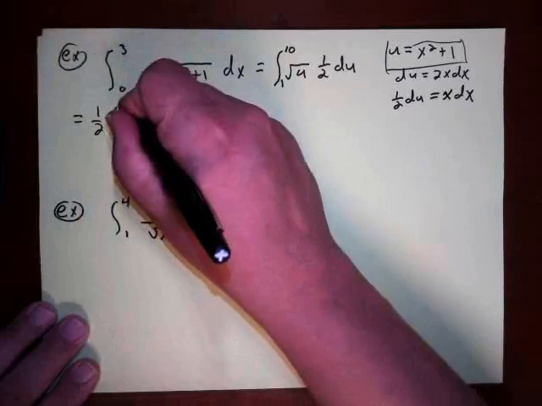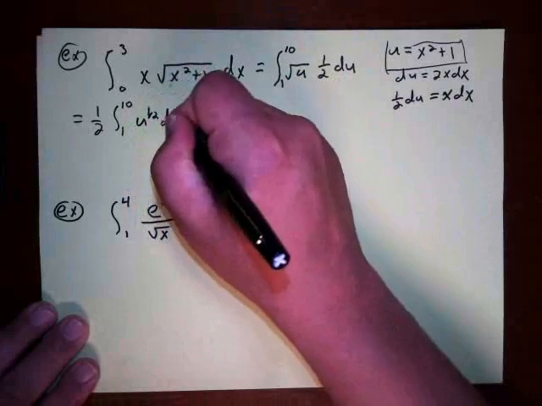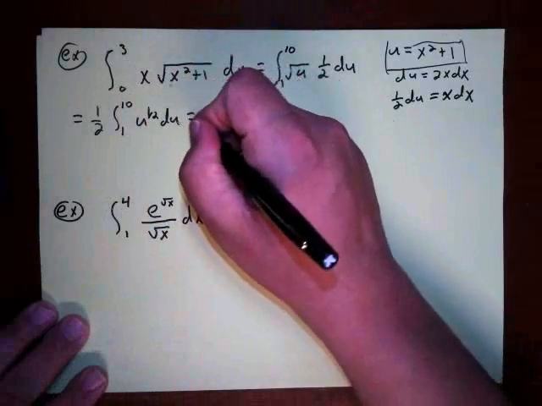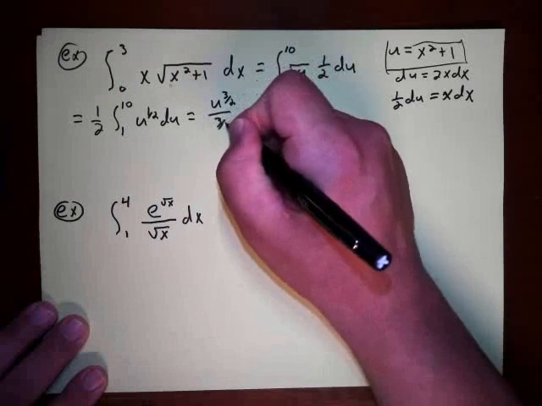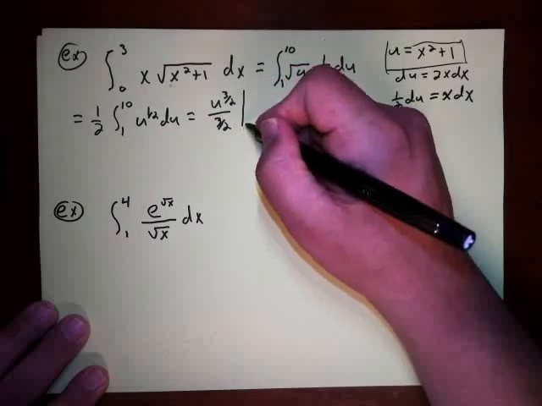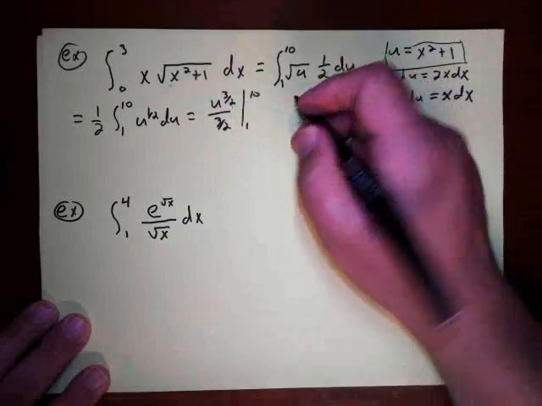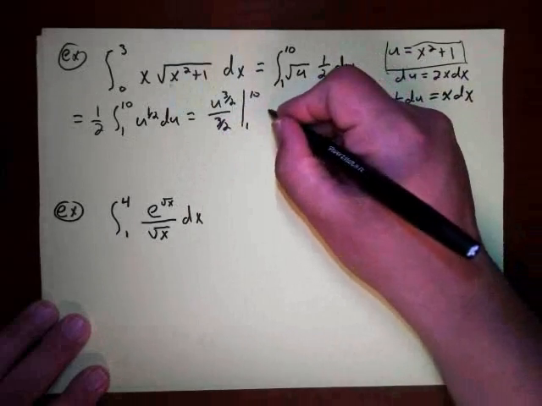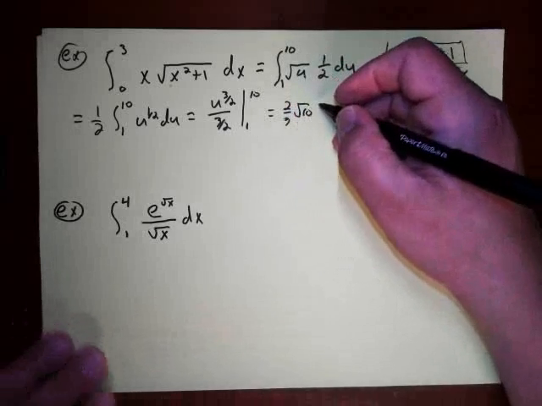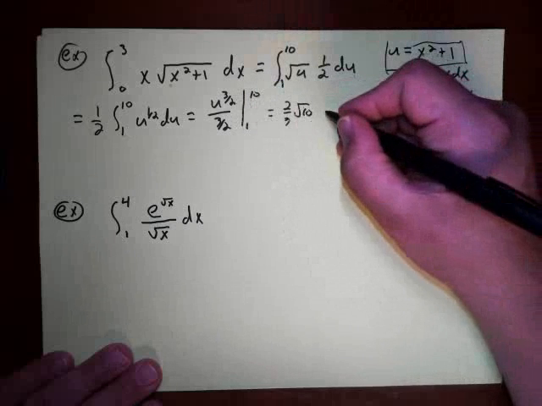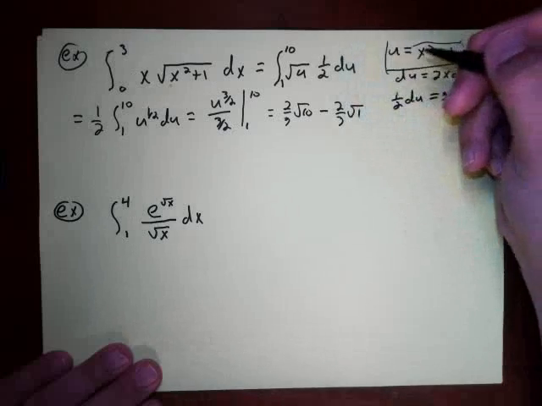Okay, so now I'll pull out the 1/2, and then 1 to 10, and then that's u to the 1/2 du. And so now I just do this integral. So this would be u to the 3/2 over 3/2 from 1 to 10. And so now I can plug in both these limits into that. And so when I do that, I'm going to get 2/3 square root of 10, that'll be for the 10, minus 2/3 the square root of 1.